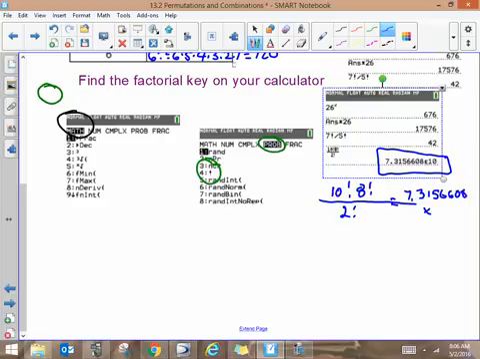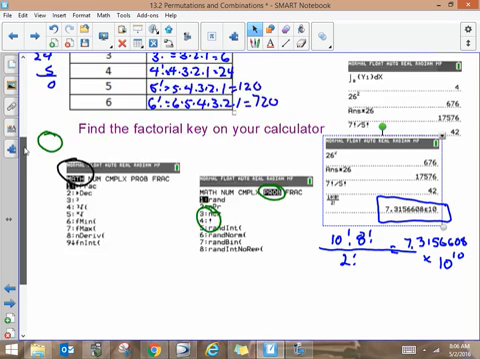7.3156668 times 10 to the 10th, which is a huge number. Okay? But eventually, if it gets too big, they're going to put it in scientific notation for you. And that's totally fine. So anyway, that's where you find the factorial.